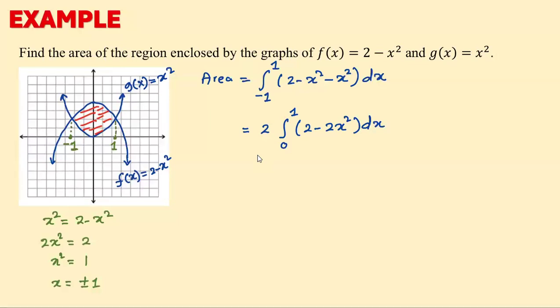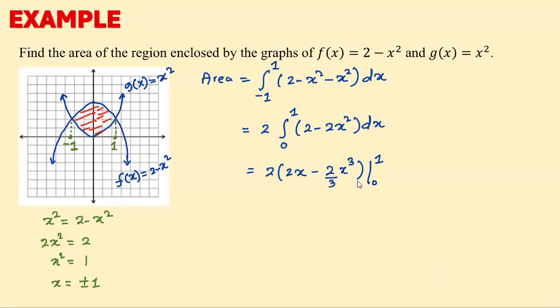Okay, now let's integrate. So 2 we can keep as it is. And the integration of the 2 with respect to x is 2x, because the derivative of 2x is 2. And then minus 2 is a constant. Integration of x squared, if you use the power rule, increase the power by 1, so x cubed, and divide by the new power. And this must be evaluated between 0 and 1.